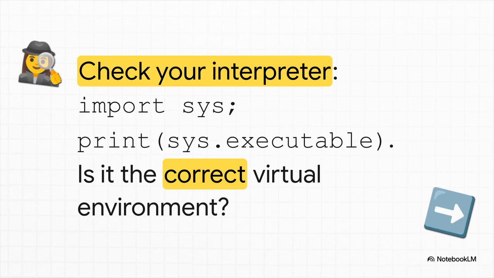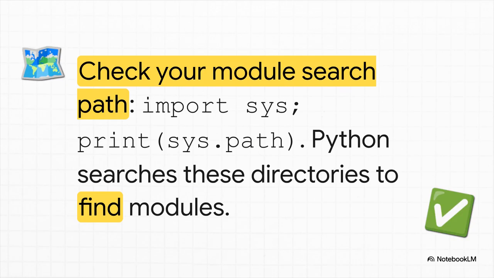So, your very first diagnostic step is to run these 2 lines of code. This will print out the exact file path to the Python interpreter your notebook is using. You can then look at that path and see if it's the one inside your project's virtual environment, like in the .venv folder. And if that looks right, your next step is to check sys.path. This will show you a list of all the directories Python is looking in to find modules. You need to make sure that the site-packages directory of your virtual environment is actually on that list. If it's not, Python's never going to find what you installed. Usually fixing the interpreter automatically fixes this too.